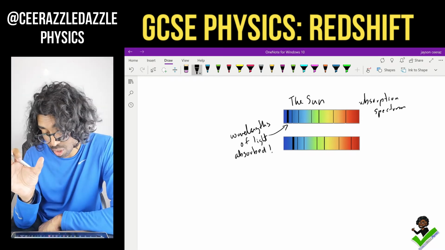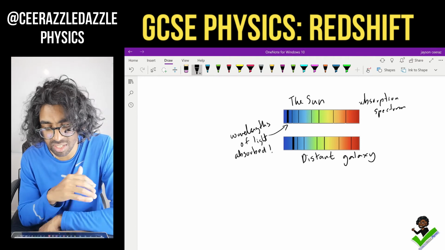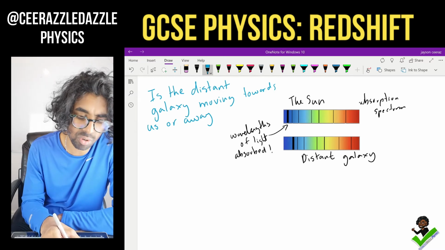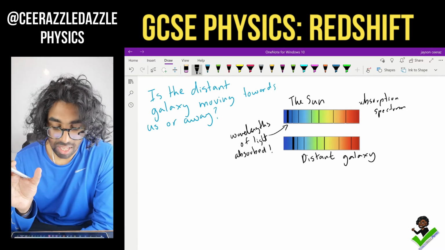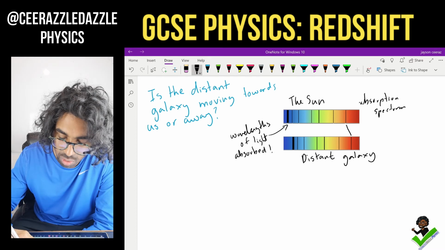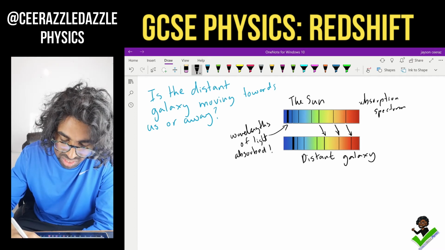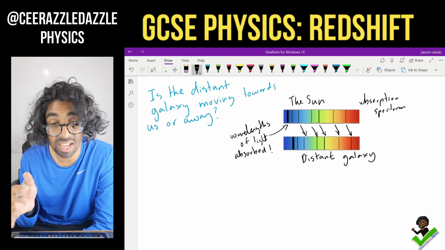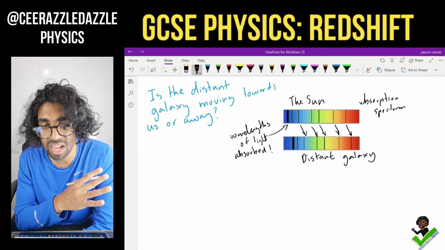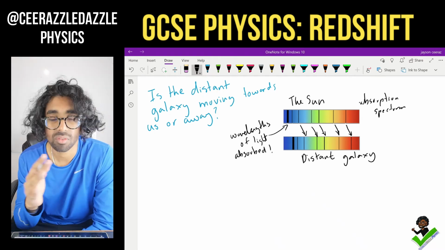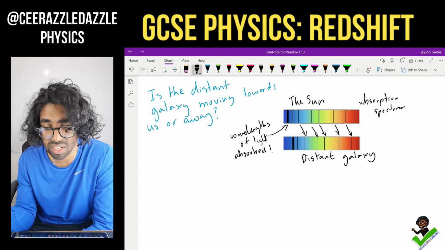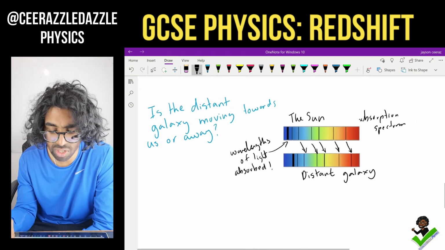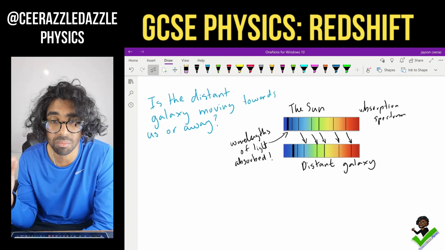The top one is for the sun. The other one is going to be a distant galaxy. The question is this: is the distant galaxy moving towards us or away? To answer this question, we've got to look at the picture of the sun. We can see that all the lines from the sun have been shifted to the red end of the spectrum. The distant galaxy has almost the same lines as the sun, but they've now been shifted to the red end of the spectrum. What does that mean? Moving towards us or moving away?